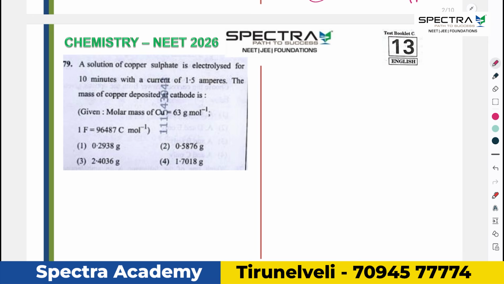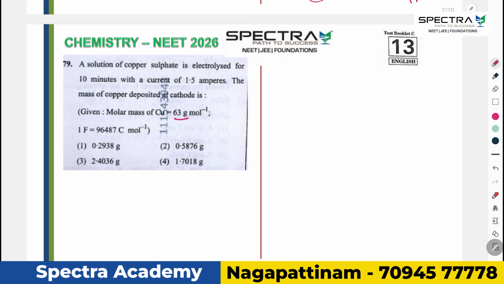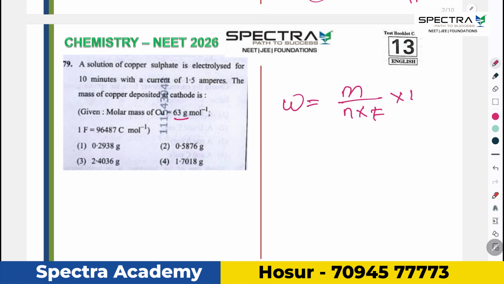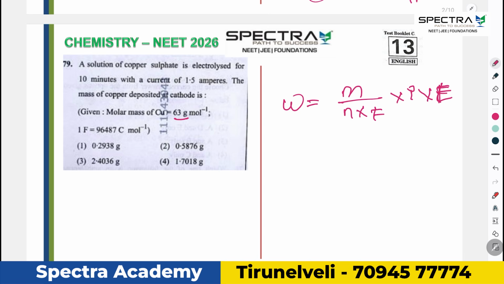And here we can see a solution of copper sulfate is electrolyzed for 10 minutes with a current of 1.5 amperes. The mass of copper deposited at the cathode is, according to Faraday's first law, W is equal to Z into I into t. You can write the formula W equals (m by n into F) into I into t, which I derived. Here M is the molecular weight and n is the n-factor. So the molecular weight they have given is 63.